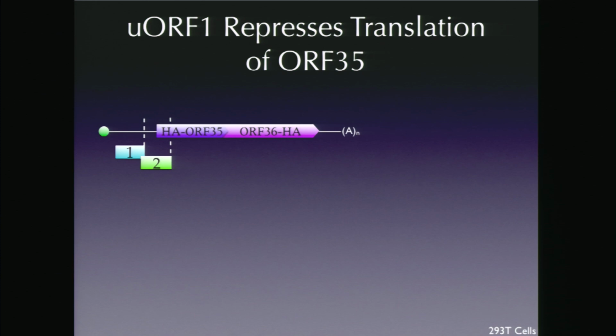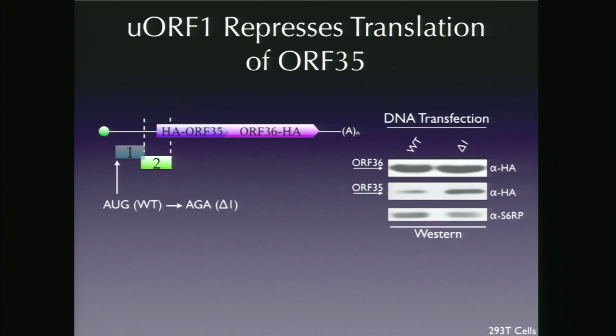So we first asked, what was the contribution of uORF1 towards translation of 35 and 36? We simply disrupted the uORF1 start codon. In this background, we saw a modest increase in 35 expression, indicating that uORF1 is functioning as a canonical cellular uORF by repressing translation of that 5' gene.